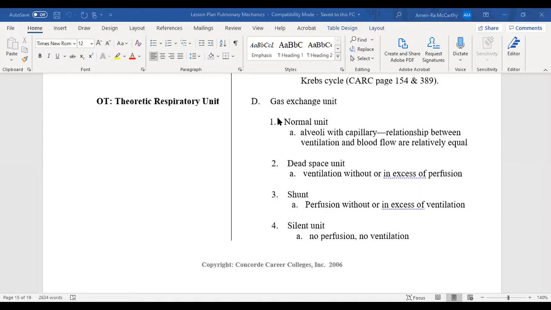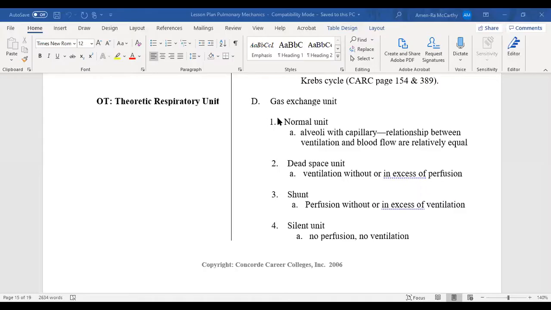Okay. Now it says perfusion without or in excess of. Now, to have a shunt, you don't have to have no ventilation. It's just saying the perfusion is either without ventilation or in excess of it. Like we started to play with the numbers. If we said that we had a VQ mismatch of 0 to 5, that would be a shunt, right? We've got perfusion, but we don't have any ventilation. Well, just like 0 to 5 would be a shunt, so would 2 to 5, right? Or 1 to 5, because it should be 4 to 5, right?